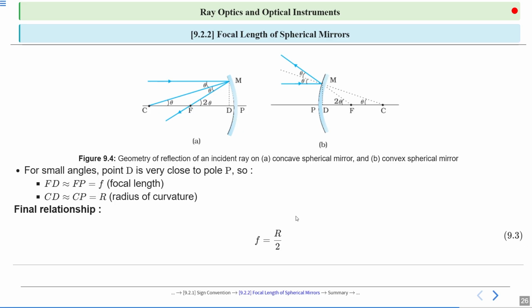This relation is only valid for paraxial rays. Okay, that assumption of paraxial rays will be used throughout the lecture. We are not considering marginal rays that are farther apart from the principal axis.